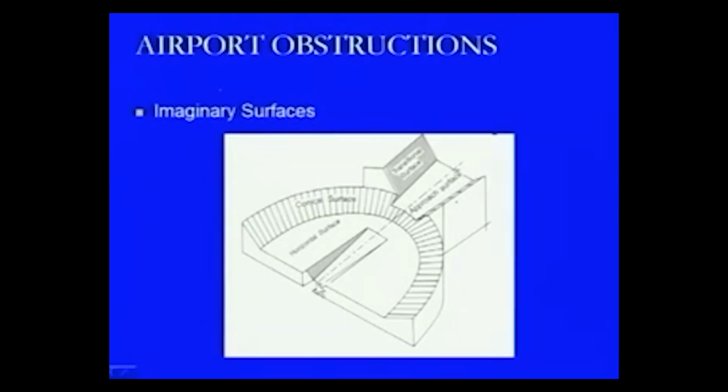On the side of this approach surface, this gliding angle, as we can see, comes to this level, after which the horizontal surface will come, and then after some distance again there will be a conical surface, and then again it will become horizontal. So, these things you can visualize very easily in this diagram, where it is shown in 3D form.